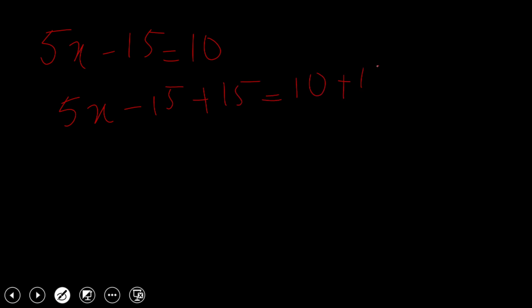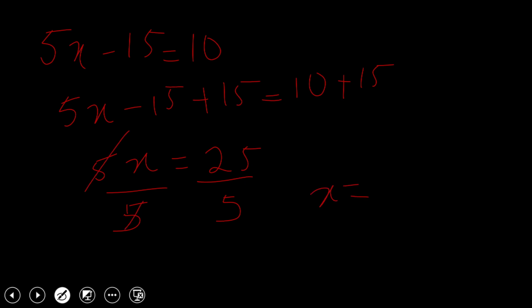Another one is when you have 5x minus 15 equals 10. Make 5x the subject of the formula, so you have 5x minus 15 plus 15 equals 10 plus 15. So minus 15 plus 15 is 0, 10 plus 15 is 25. So you divide both sides by the coefficient of x, which is 5. Now 5 is going to cancel 5, so you have x equals 25 divided by 5, which is 5.